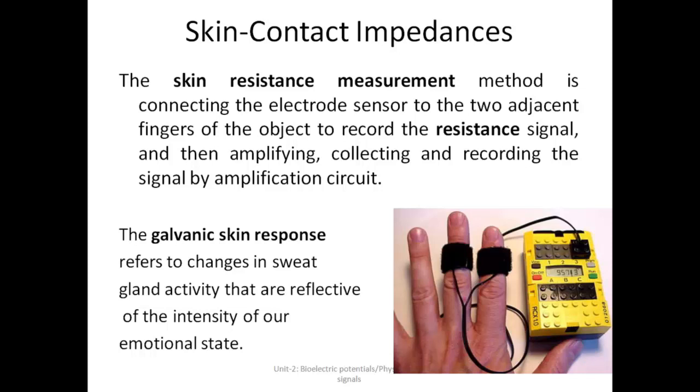It refers to changes in the sweat gland activity that are reflective of the intensity of the emotional state. Now, it is very popularly used in methods like lie detectors, etc. It is believed that when a person is, say, lying or is under mental stress, a person sweats more, the sweat glands are filled with saline solution, the conductivity increases and the resistance decreases, so the amount of current that flows actually increases.